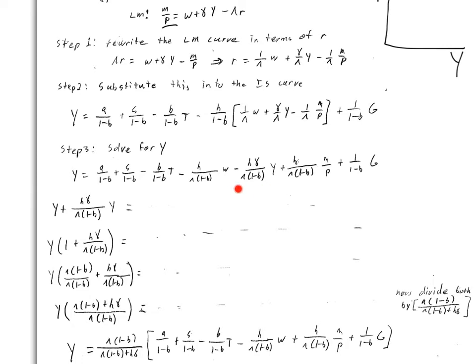Okay, now I've got this Y here that I don't want here, so I'm going to bring it to the other side. So I've got Y plus h times gamma divided by lambda times 1 minus b, times Y. Everything else stays over there. So this piece, this piece, this piece, this piece, this piece, and this piece all stay over here. Now let's figure out what this looks like. Well, I've got a Y and a Y, so I'm going to pull them out, and it's 1 plus that thing that was in front of the Y before, just an algebra step there.